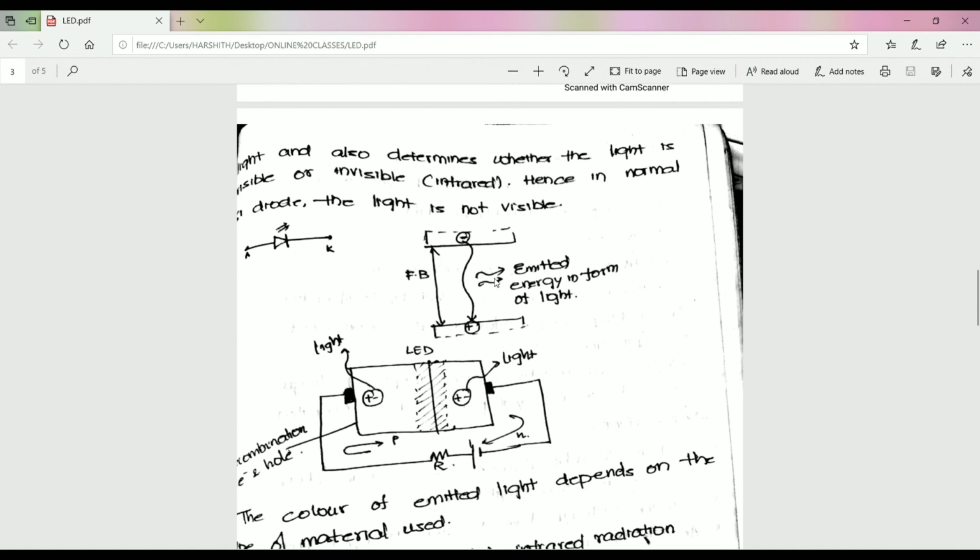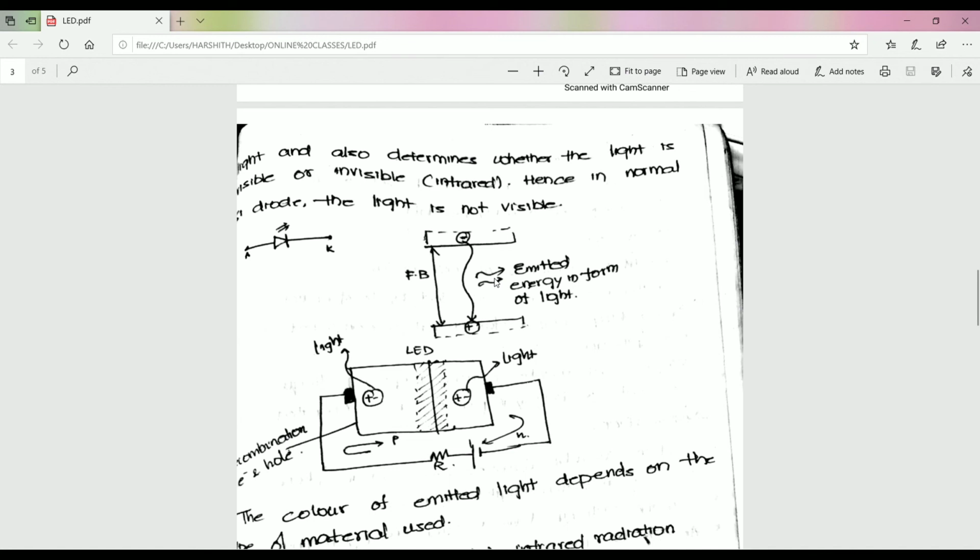Materials used in LEDs. Which materials are used in LEDs? LEDs use materials like gallium arsenide, gallium arsenide phosphide, and gallium phosphide. These are all mixtures of the elements gallium, arsenic and phosphorus.